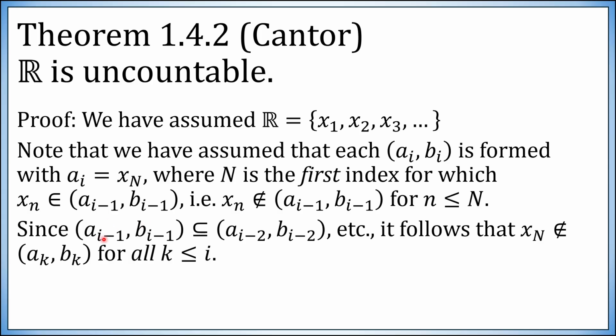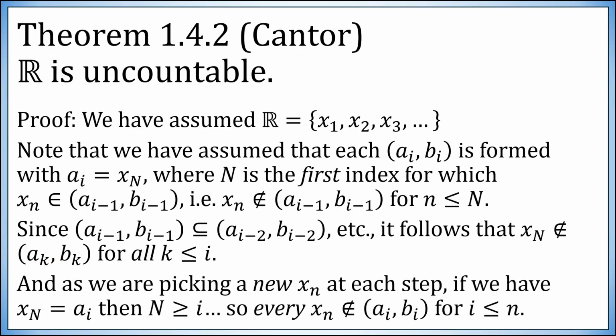But now, because the A's are getting bigger and the B's are getting smaller, these intervals are what is called nested. One interval is always a subset of the one that came before it, nesting all the way back down. So, since these xn's didn't belong to this interval, they also don't belong to this one, or the previous one, or the previous one, and so forth. In other words, whatever the capital N is, which is the first index that lands in here, x sub little n, up to that point, doesn't belong to any of these intervals of smaller index.